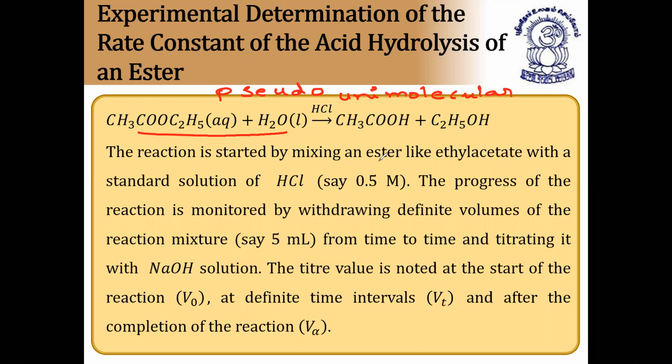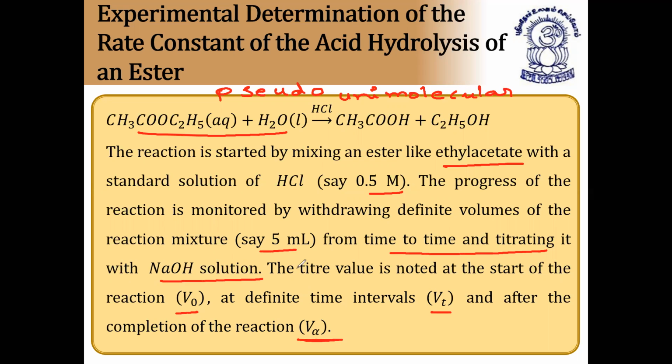The reaction is started by mixing an ester like ethyl acetate with a standard solution of HCl, say 0.5 molarity, for acid hydrolysis. So in the presence of acid, the progress of the reaction is monitored by withdrawing definite volumes of the reaction mixture, say 5 ml, from time to time, and titrating it with NaOH solution. The titre value is noted at the start of the reaction, where the initial volume is V naught, at definite time intervals Vt, and after the completion of the reaction V infinity.